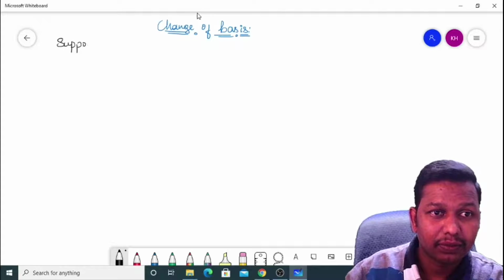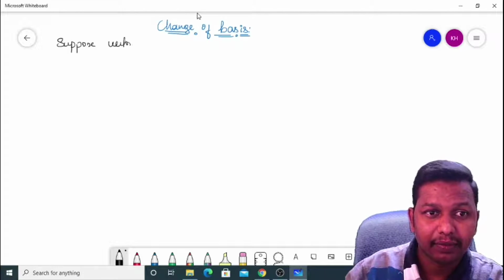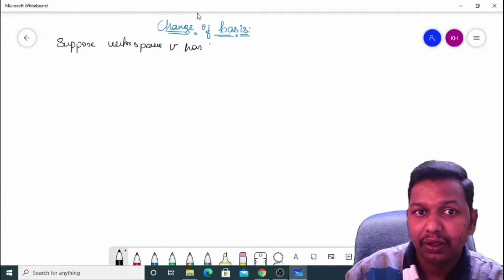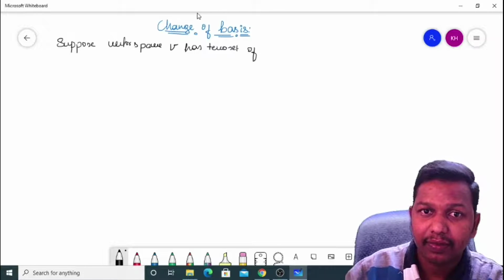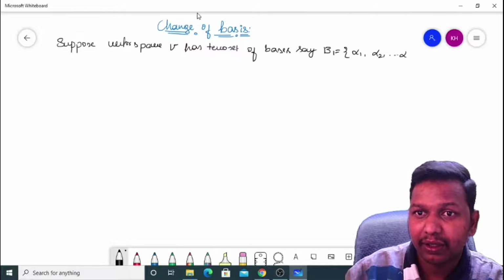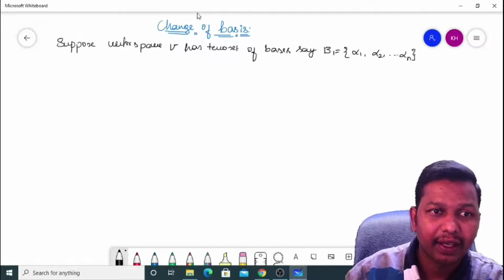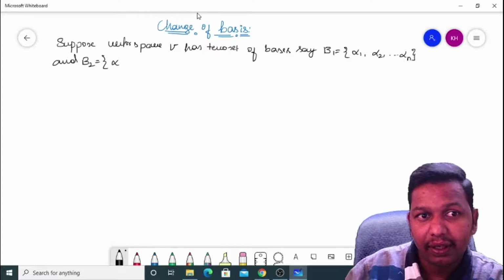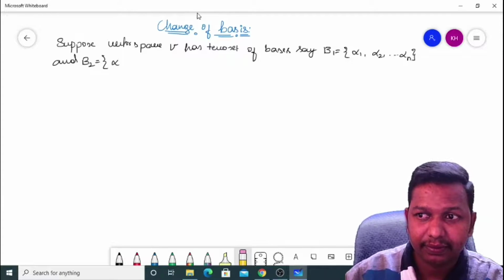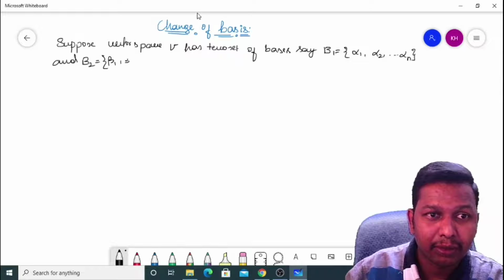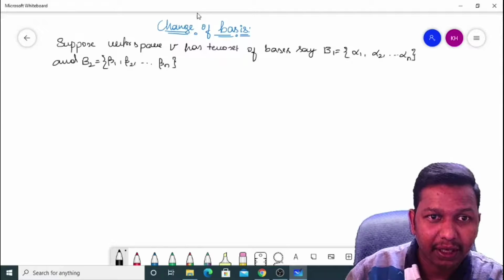Suppose a vector space capital V has two sets of bases, say B1 as alpha 1, alpha 2, and so on, alpha n, and B2 as the set beta 1, beta 2, and so on, beta n.